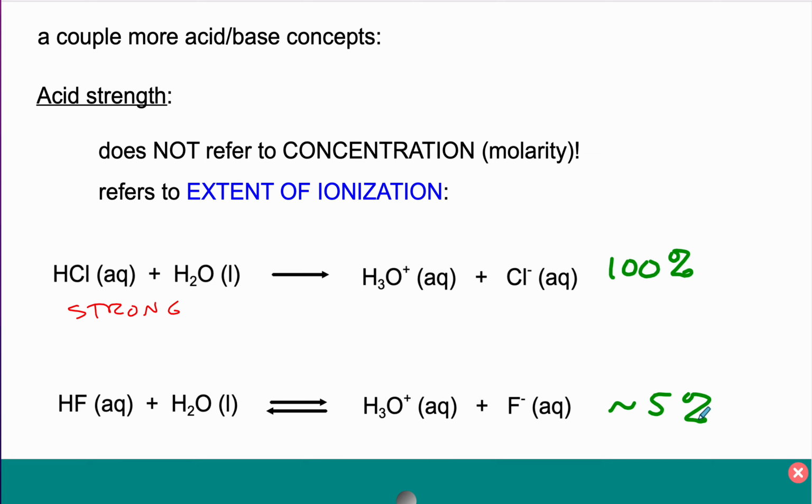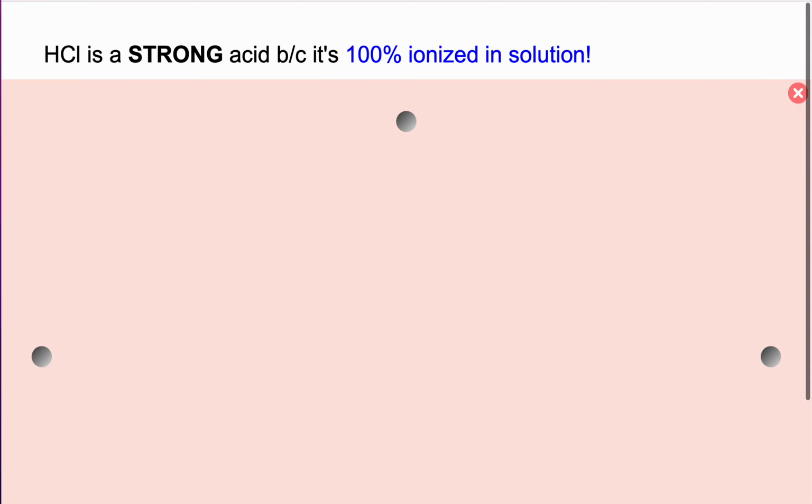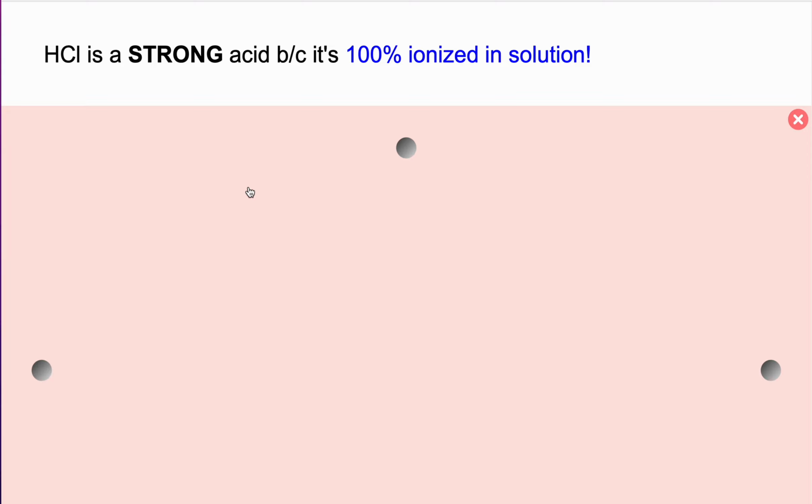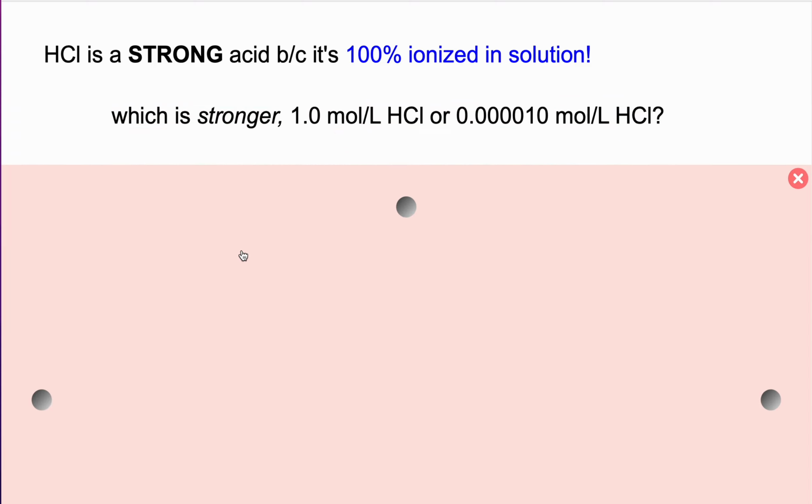of every 100 HF molecules that I put in aqueous solution, only about 5 of them will form the hydronium ion and fluoride, and 95% of them will remain unionized. So because it is only partially ionized, we would describe hydrofluoric acid as a weak acid. So hydrochloric acid is strong because it's 100% ionized in solution.